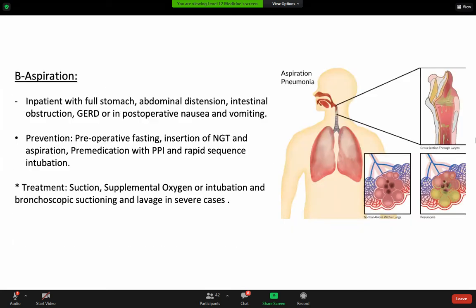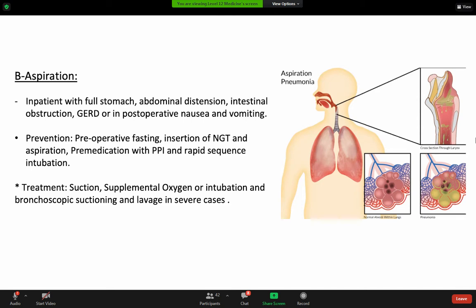Aspiration. What is aspiration? What can happen? That's why asking the patient to fast pre-op is very important, because if the stomach is full and the patient did not wake up and the muscle relaxant is still affecting the muscle, the patient could aspirate some of the material in the stomach and cause a problem.